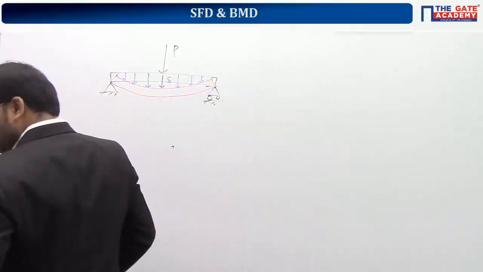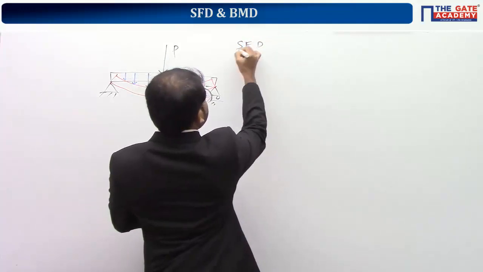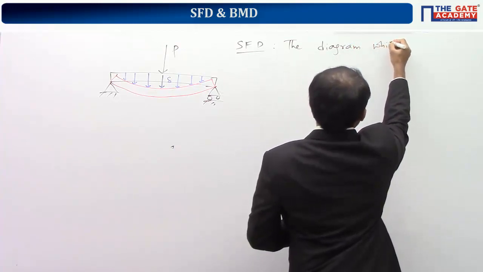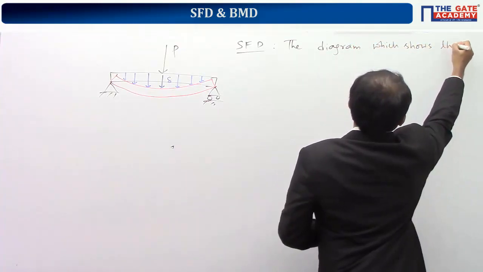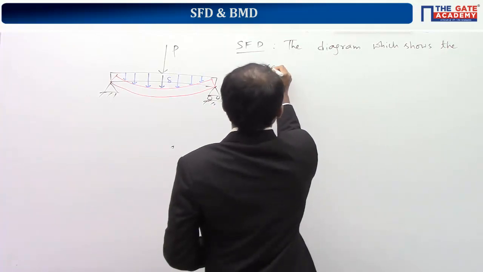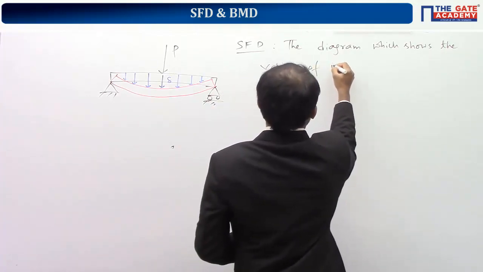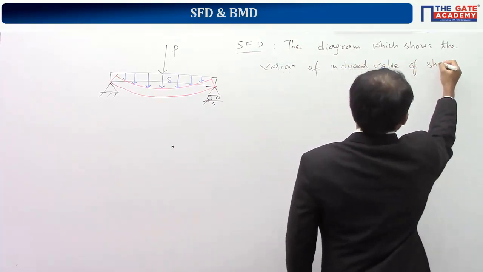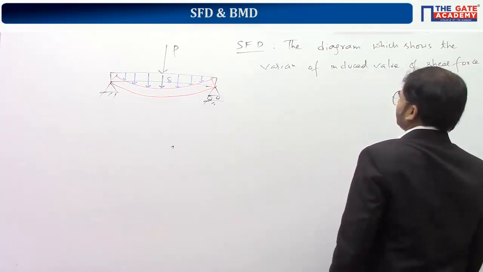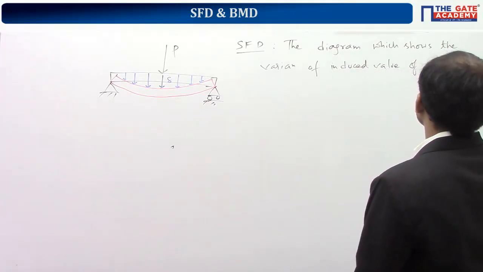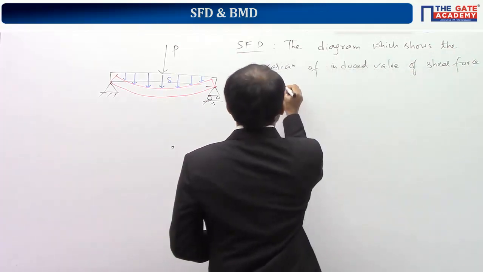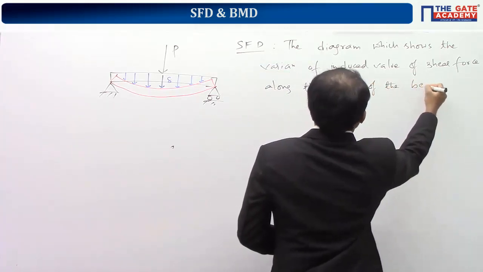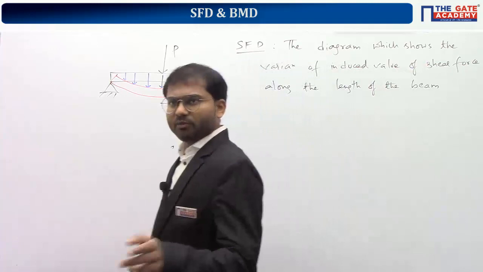So a shear force diagram is the diagram which shows the variation of induced value of shear force along the length of the beam.